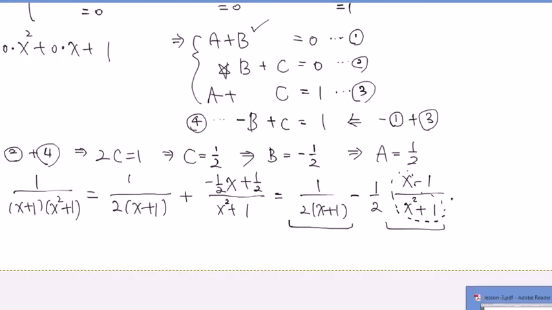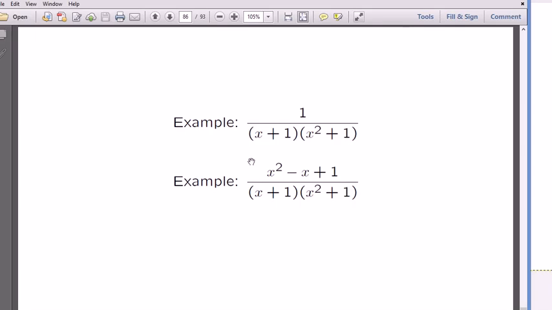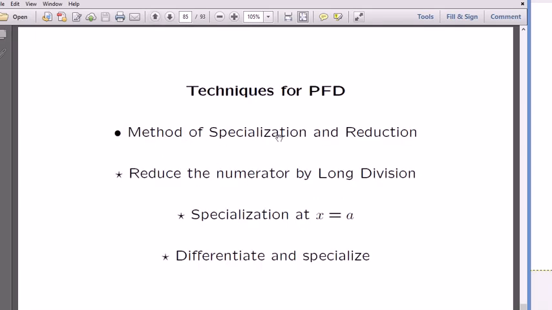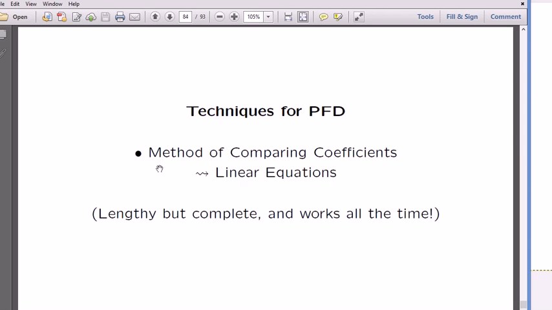Does that make sense? All right. That's example 1. And what we just did is the method of comparing the coefficients after you multiply by the denominator. All right? This works all the time. So I'm going to ask you to practice decomposing partial fractions tonight.